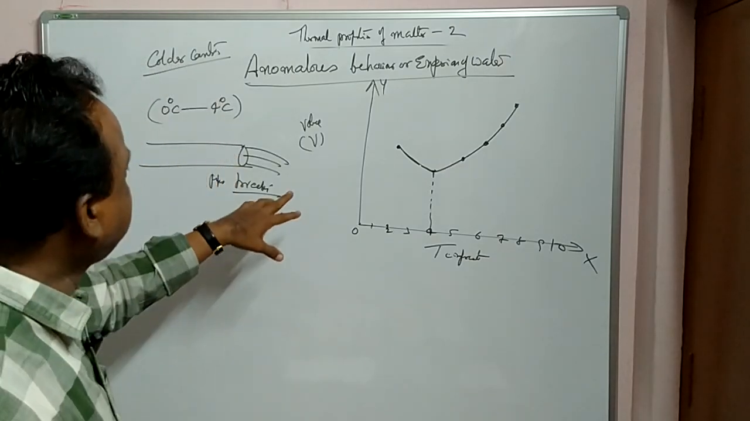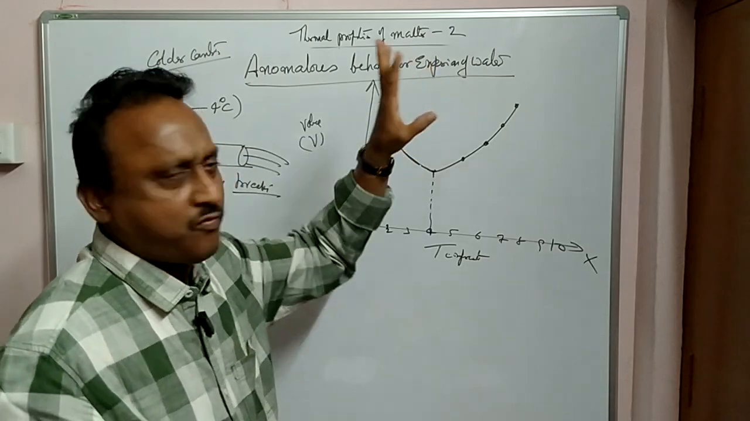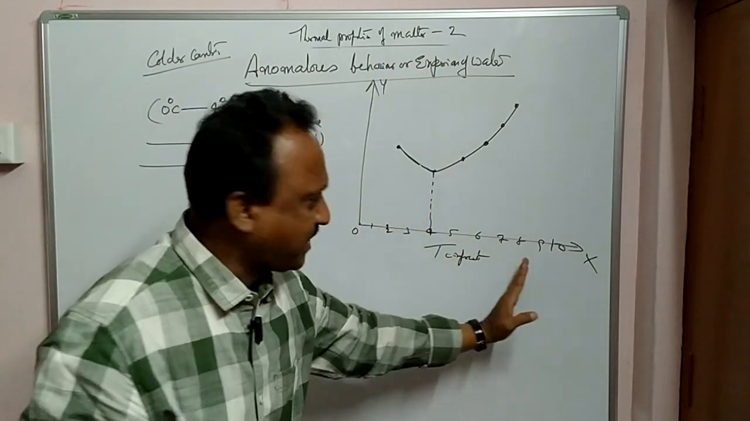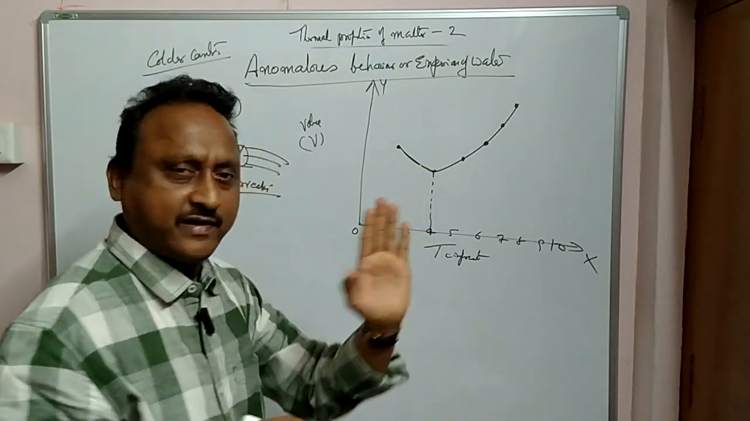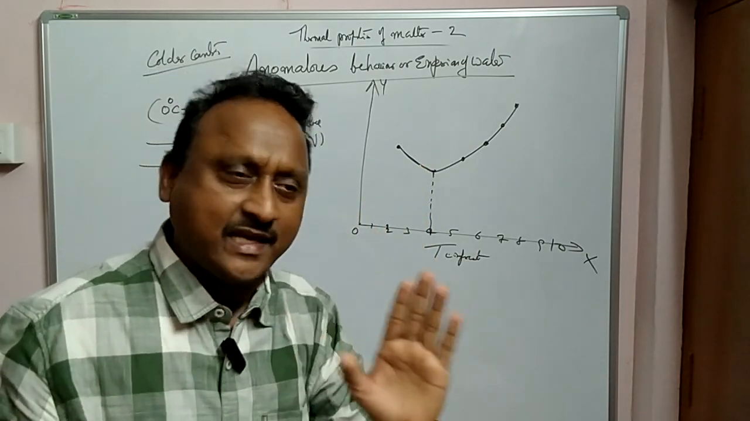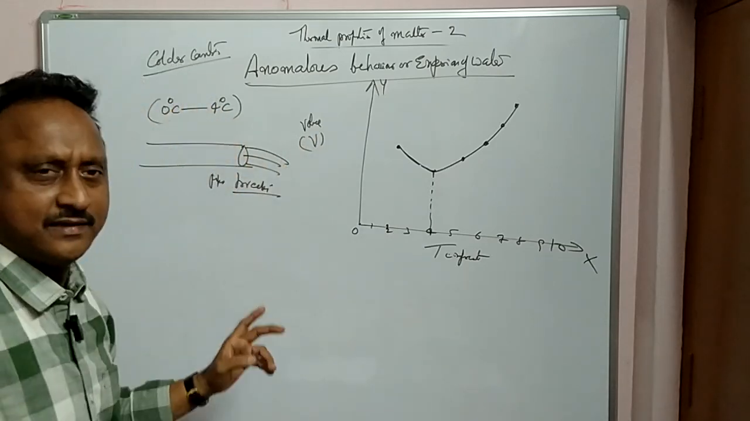Okay, so these are the things, and this behavior is called anomalous expansion of water. That means as you increase the temperature, volume first decreases, but when it goes below 4 degrees centigrade, again it starts expanding. So because of this only the pipes will be breaking.